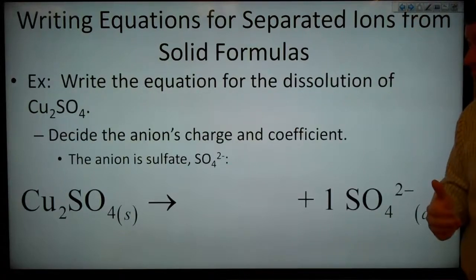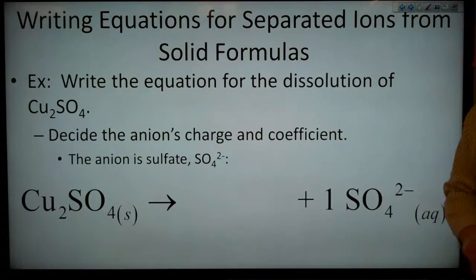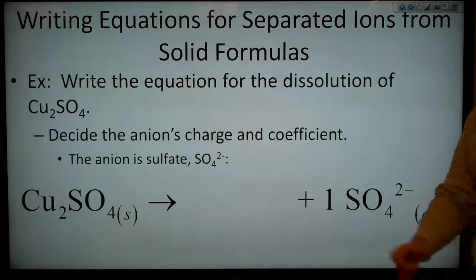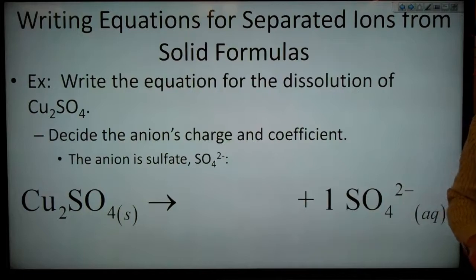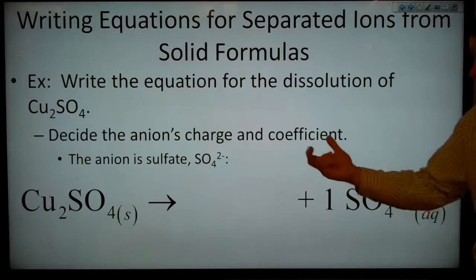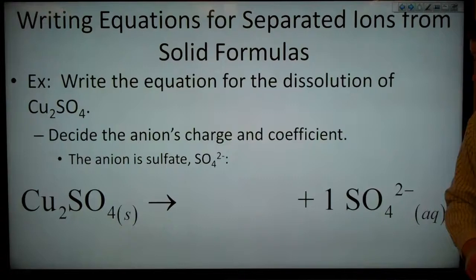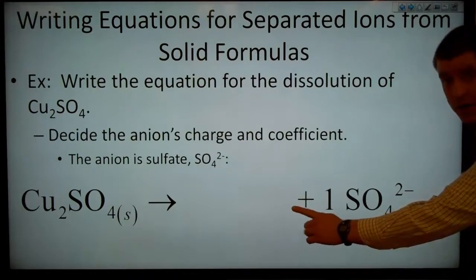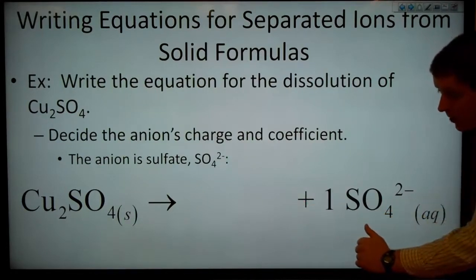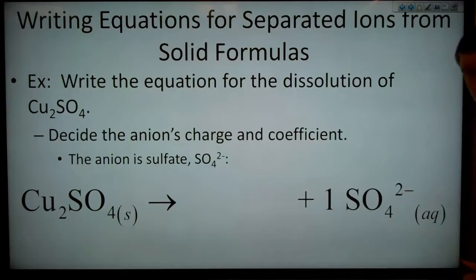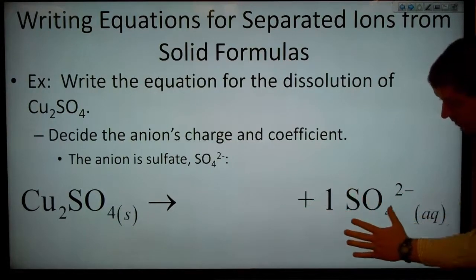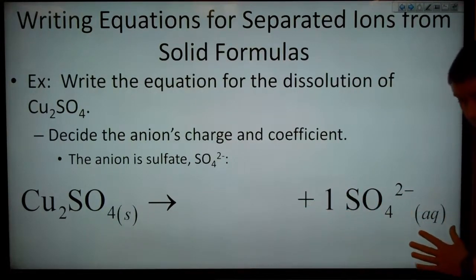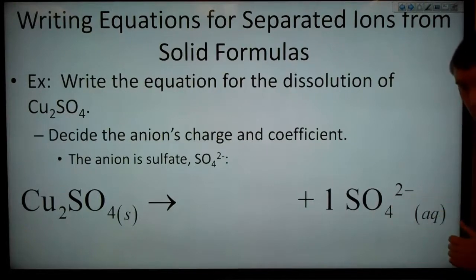So let's look at an example to see how this works. Suppose we want to write the equation for the dissolution of copper sulfate. First, we want to decide the anion's charge and coefficient. Well, the anion is sulfate, so SO4 2 minus. So we can write down copper sulfate solid, and then dissolves, so yields, our reaction arrow. We're going to leave a big space for our cation, and then plus sulfate. Remember, it's in the aqueous phase. We've got a charge of 2 minus.